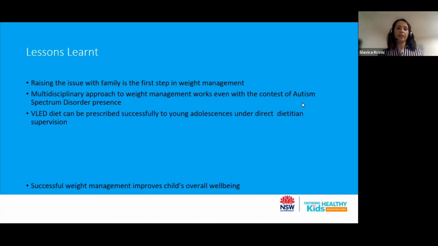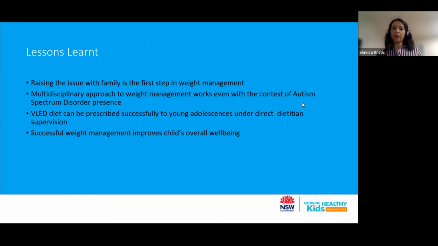It's okay. This was the part to just cover up for you, Shabina. Learning lessons from the case study: raising the issue with family is the first step in weight management.